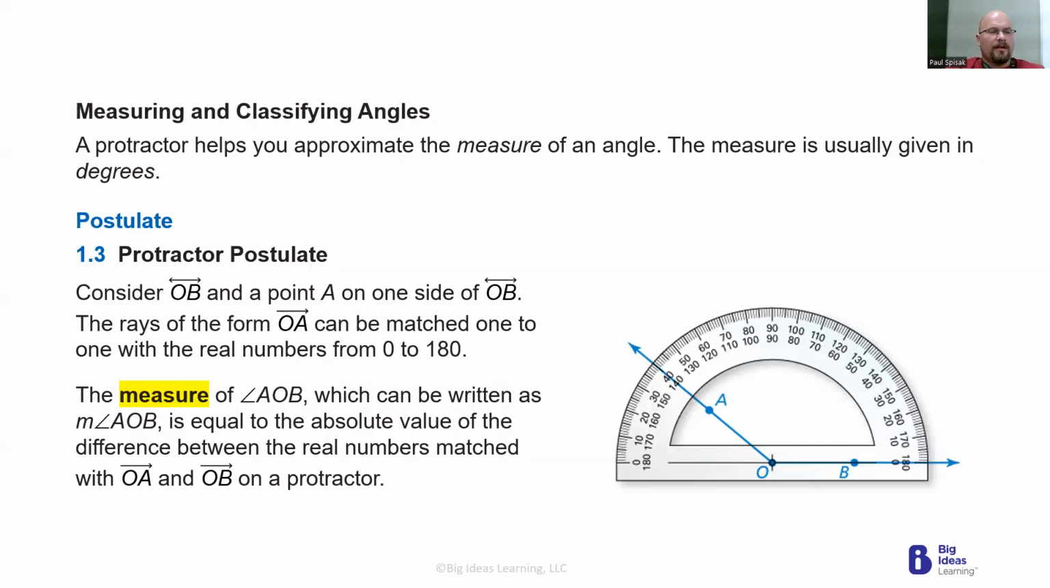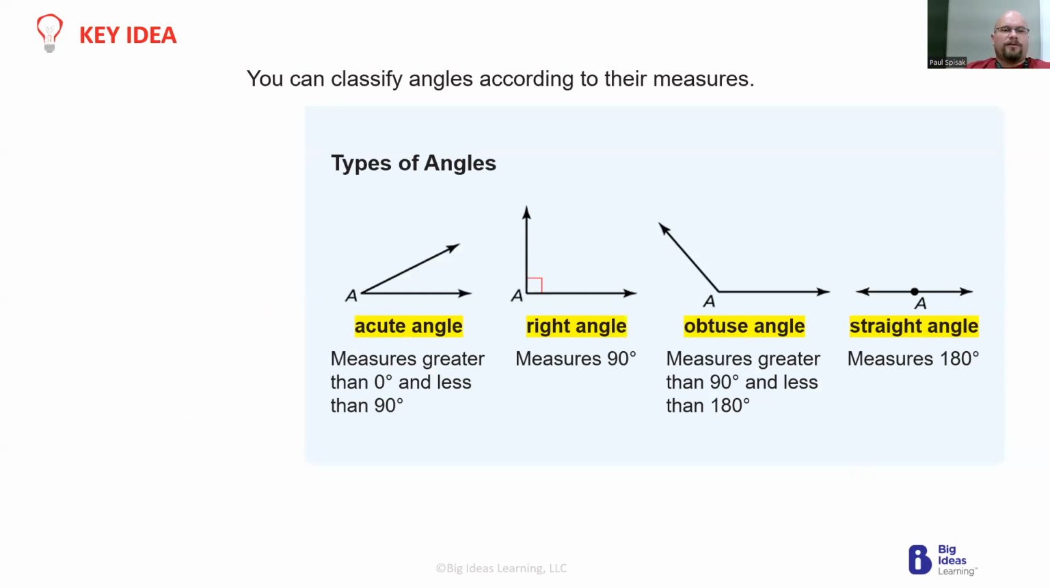Now, there are 4 different ways to classify angles based on their measures: acute, right, obtuse, and straight. All of these you've probably heard before. Acute angles are angles that are greater than 0 but less than 90. Right angles are exactly 90. Obtuse, greater than 90 but less than 180. And then straight angle, exactly 180.